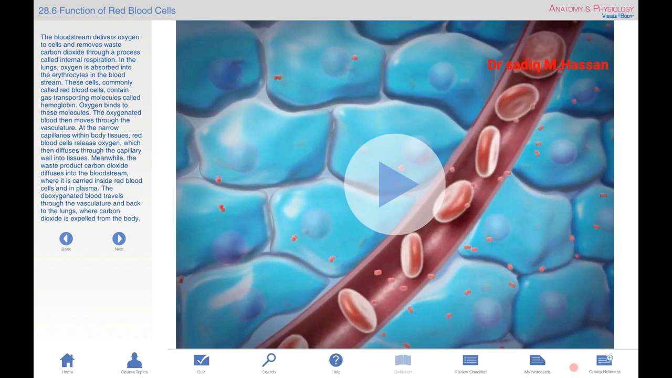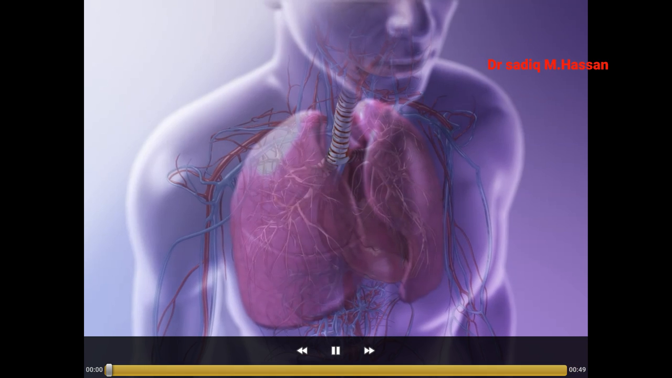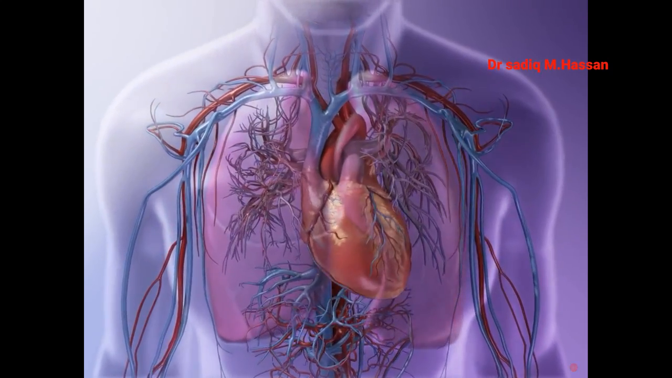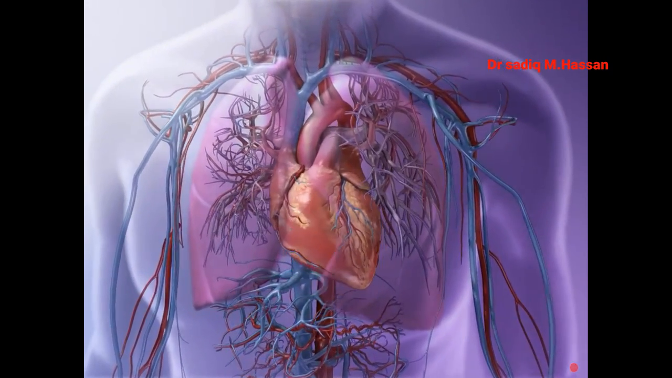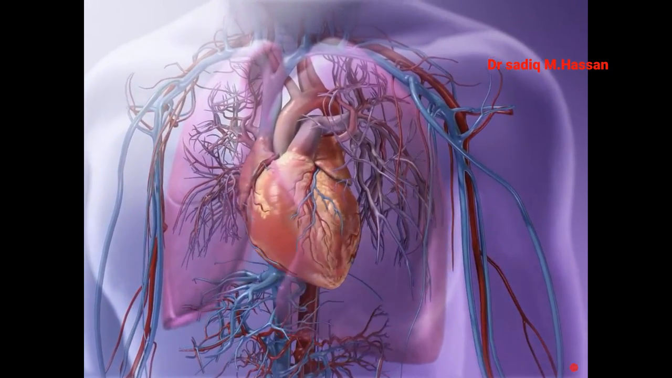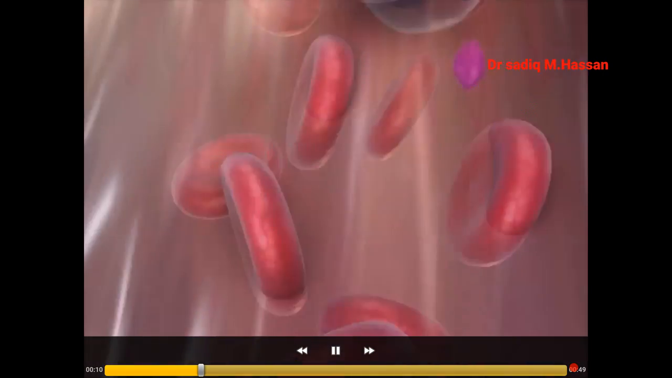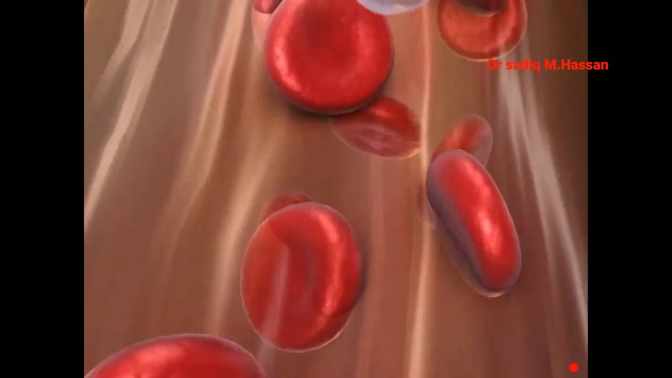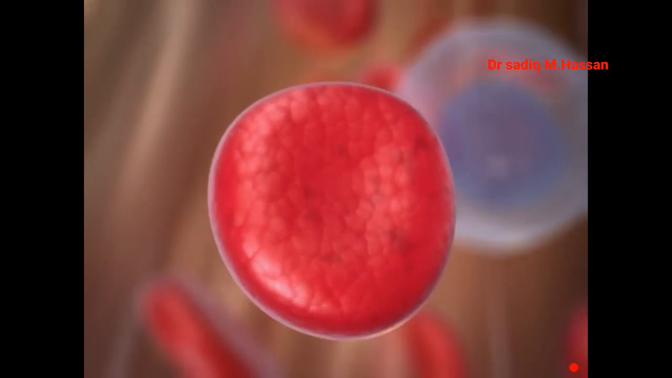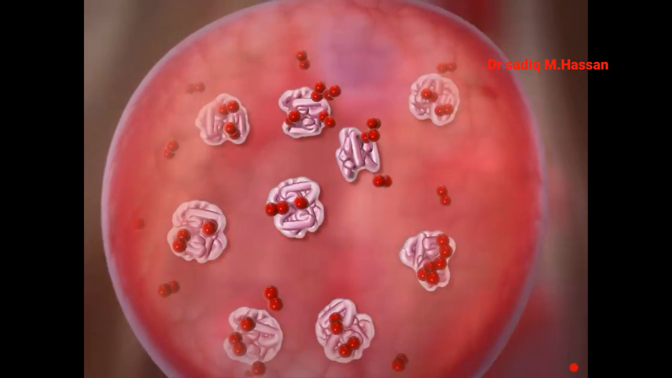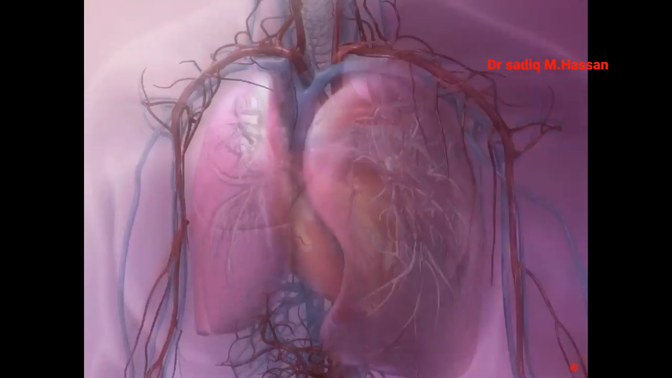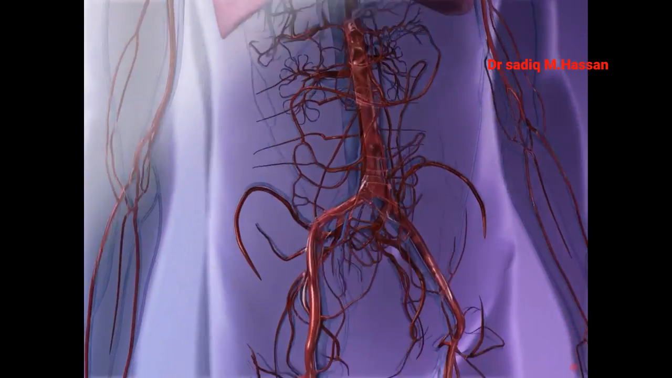So let us see the function of the red blood cells in this video. The bloodstream delivers oxygen to cells and removes carbon dioxide waste through a process called internal respiration. In the lungs, oxygen is absorbed into the erythrocytes in the bloodstream. These cells, commonly called red blood cells, contain gas transporting molecules called hemoglobin. Oxygen binds to these molecules. The oxygenated blood then moves through the vasculature.